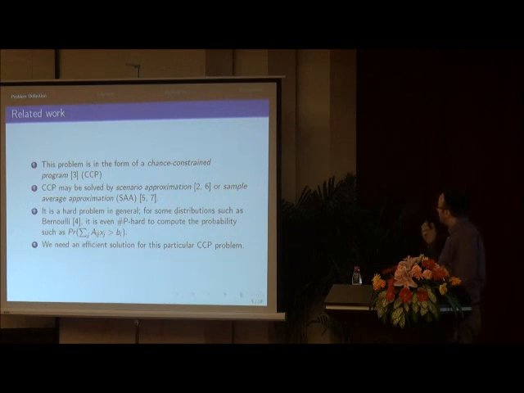There is a lot of related work on this topic, and this problem is in the form of a chance constrained program. A chance constrained program may be solved by either scenario approximation or sample average approximation. And in general, it's a hard problem. In fact, for some distributions, such as the Bernoulli distribution, it's even hard to compute a probability such as this. And so there is a need for an efficient solution for this particular chance constrained problem.